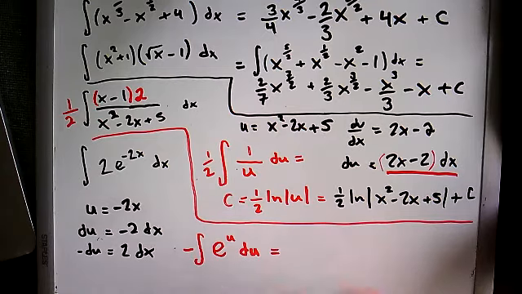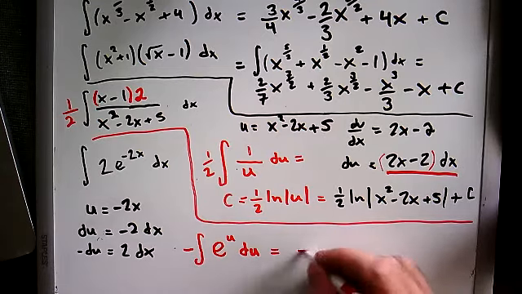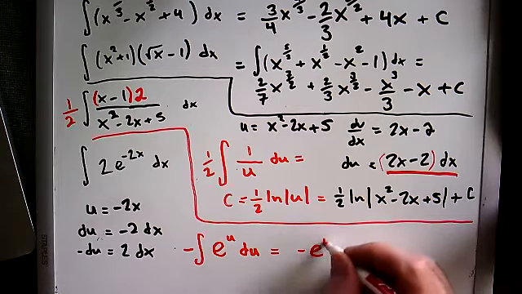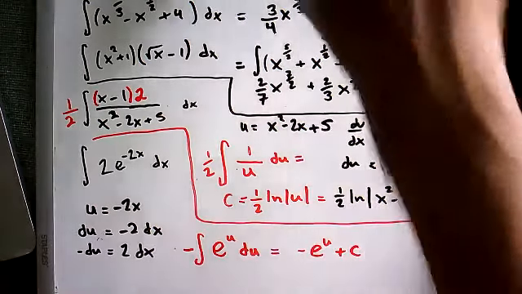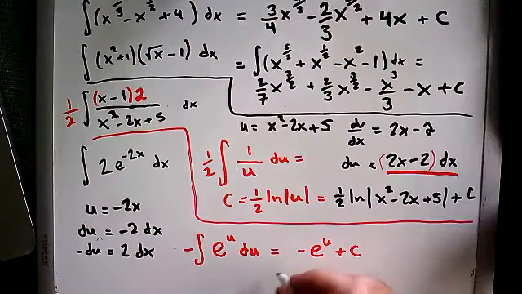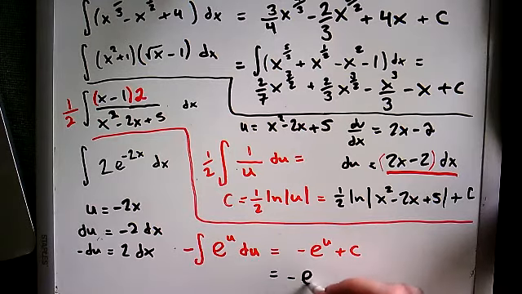So that's a pretty easy antiderivative. Just negative e to the u plus c. And then my last step is to rewrite it back in terms of x. And that would be negative e to the negative 2x plus c.